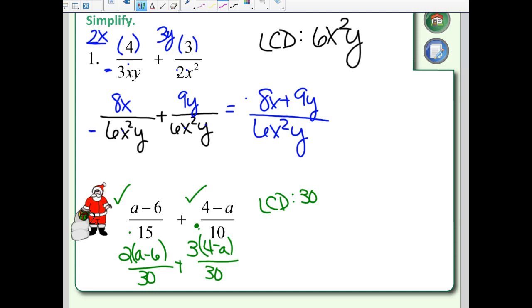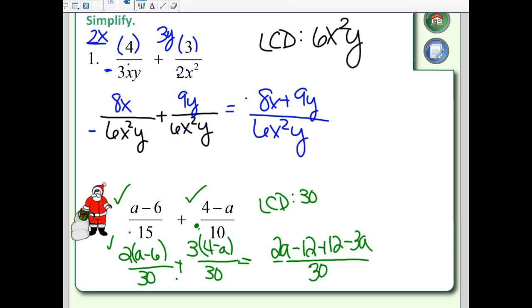So now, I've got to take care of my distributive property, and then we're going to collect like terms. So here we go. We've got 2a minus 12 plus, there's a plus sign in the middle, 12 minus 3a, all over 30. Okay, what are my like terms that I can put together? Did you realize that negative 12 and positive 12 cancel each other out? So we've got 2a minus 3a, which is negative a over 30.